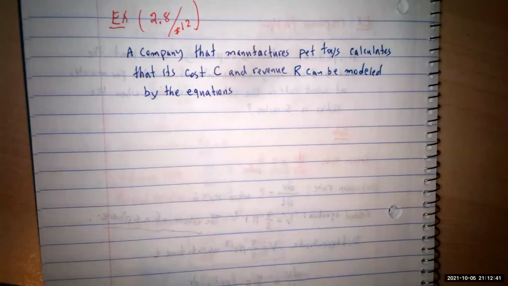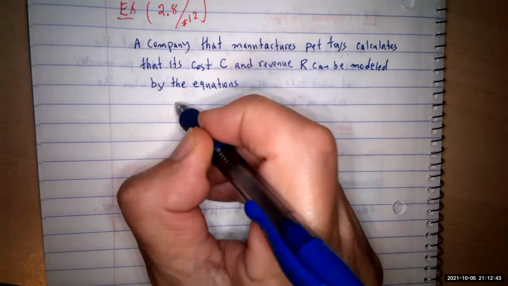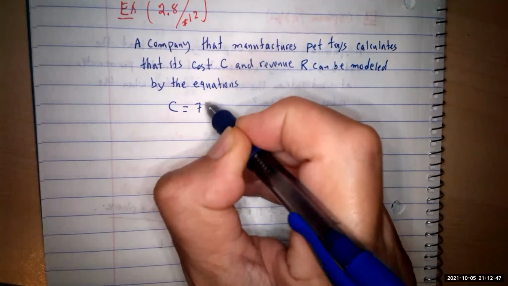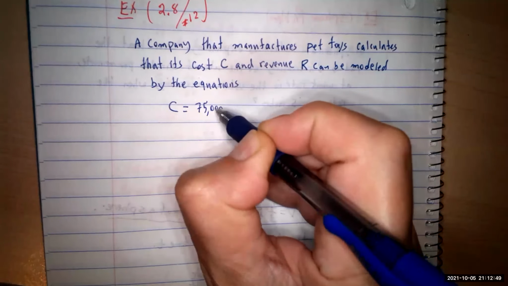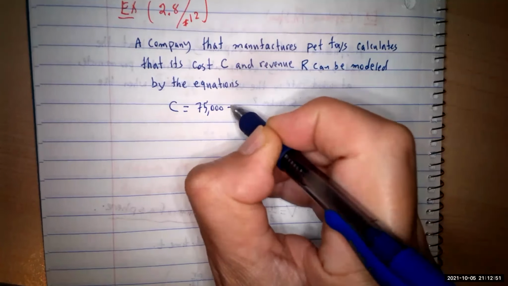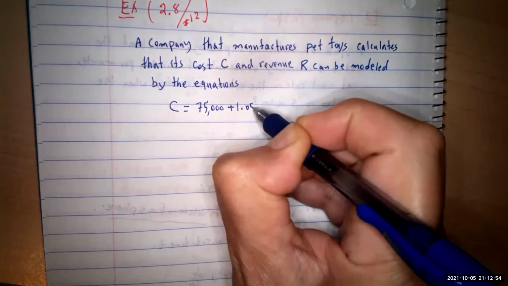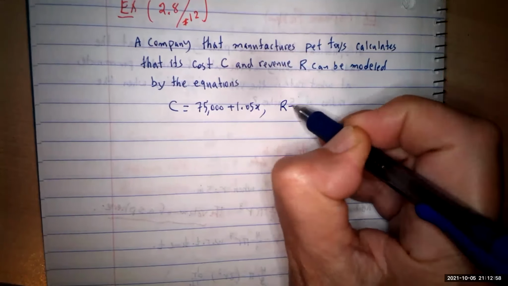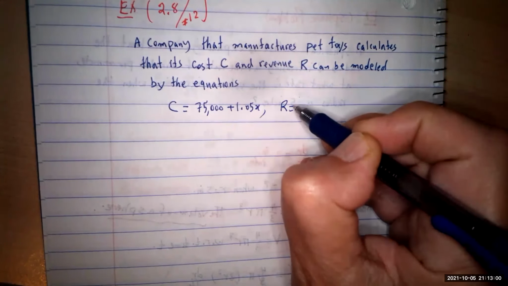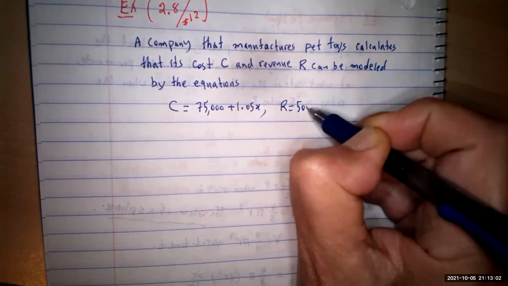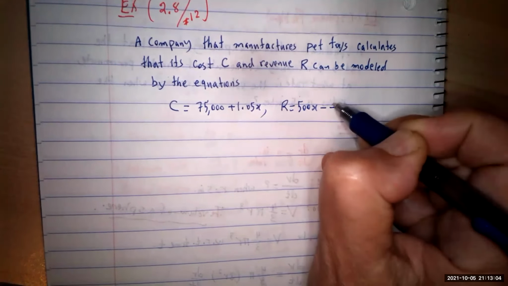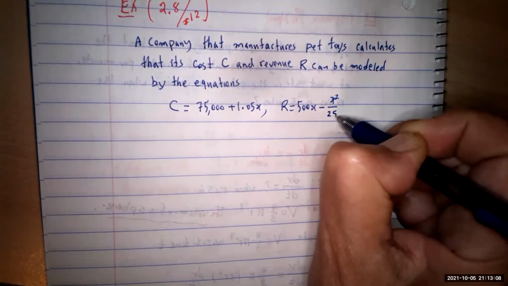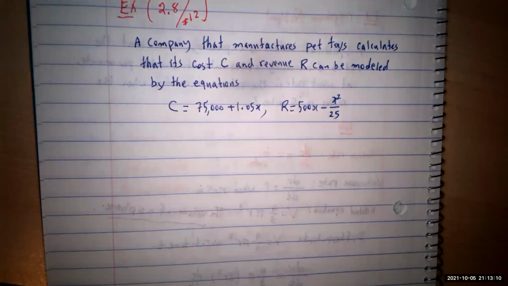Modeling by this equation. The cost equation, C, is equal to 75,000 plus 1.05x, that's the cost, and the revenue is going to be 500x minus x squared over 25, or 125 of x squared.